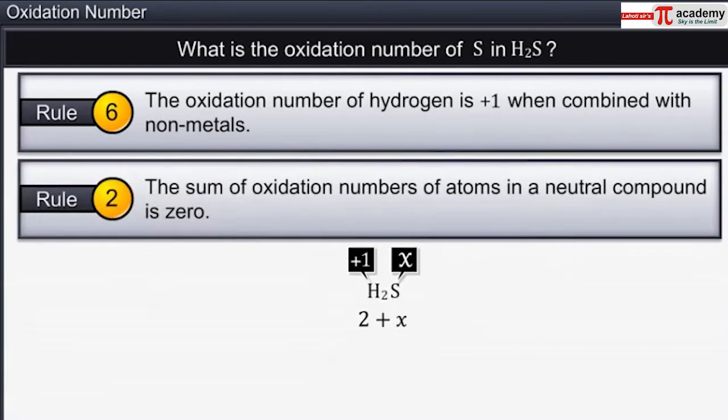According to Rule 2, the sum of oxidation numbers of atoms in a neutral compound is 0. Therefore, we will add 0 to the equation. As per the equation, the oxidation number of sulfur in hydrogen sulfide is -2.